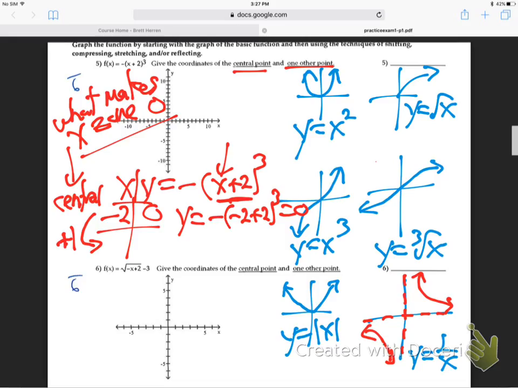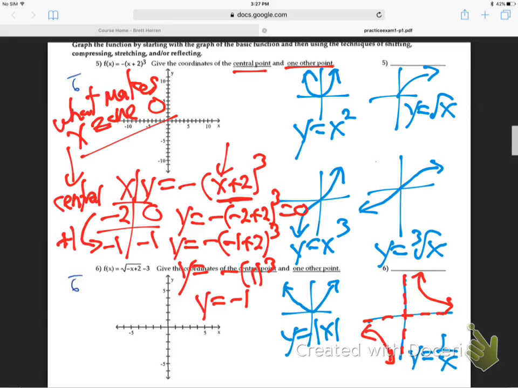Is that making sense? So you find the central point, and then next you just add 1 to whatever your first x value was. So that'll be -1. I took -2 and I added 1. Now plug that in. What are we going to get? (-1 plus 2) cubed. What is that? 1 cubed, so just 1, negated, so -1.